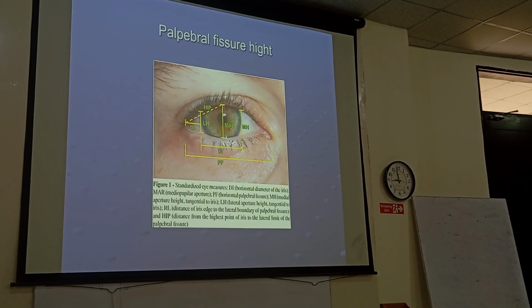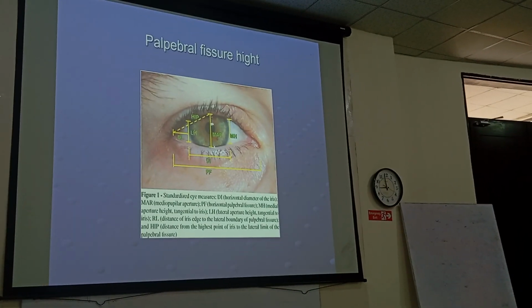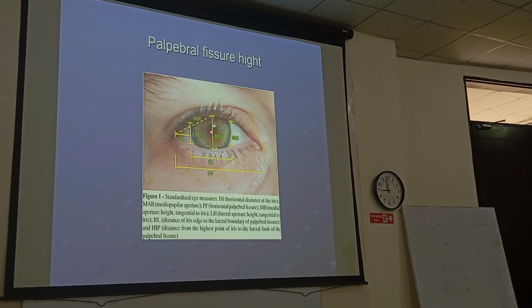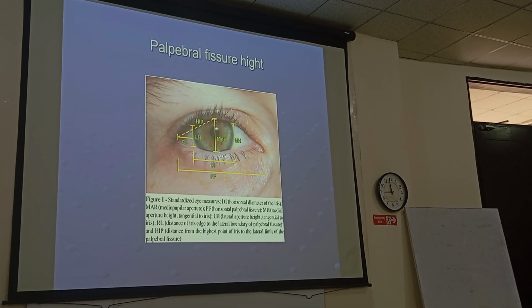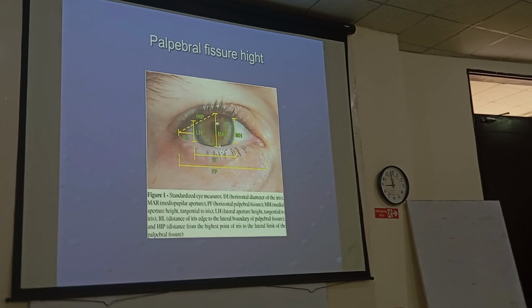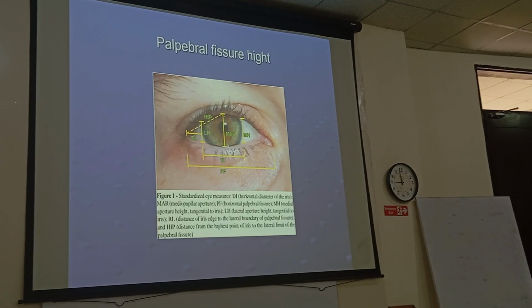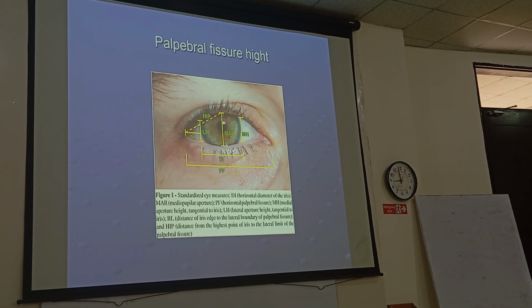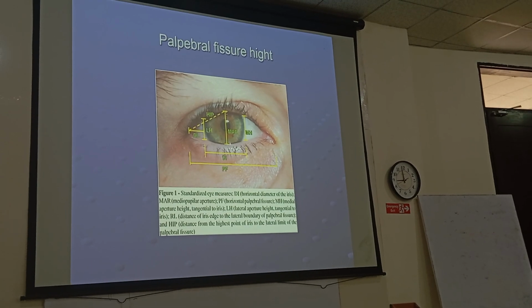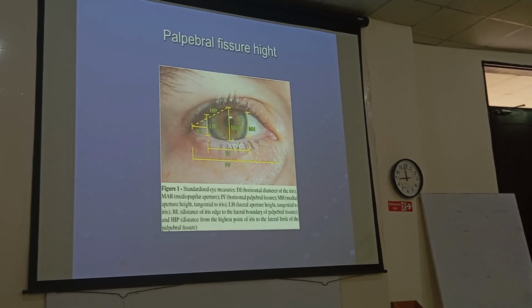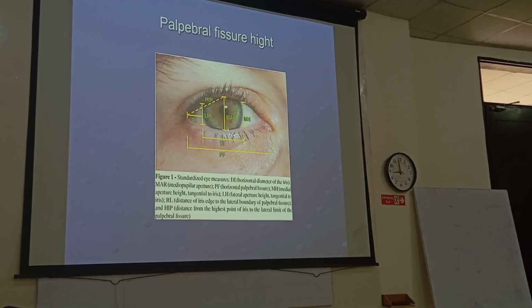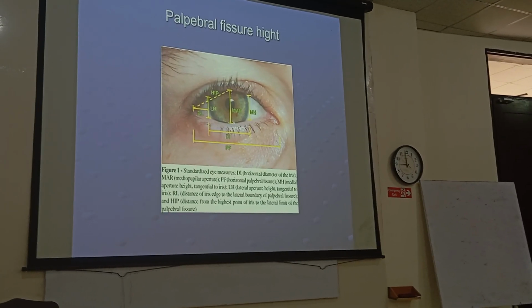So, with the torch and transparent ruler, we measure the distance between the upper eyelid margin and the corneal reflex. When we shine the light into the eye, the reflex of the torch will be shown on the cornea. We will measure the distance between the upper eyelid margin and that reflex. It is called marginal reflex distance or MRD. Normally it is 4.5 millimeter. Universally it is accepted by many studies and observations.